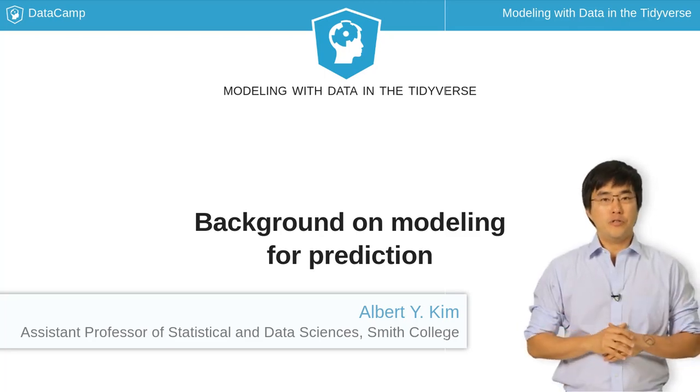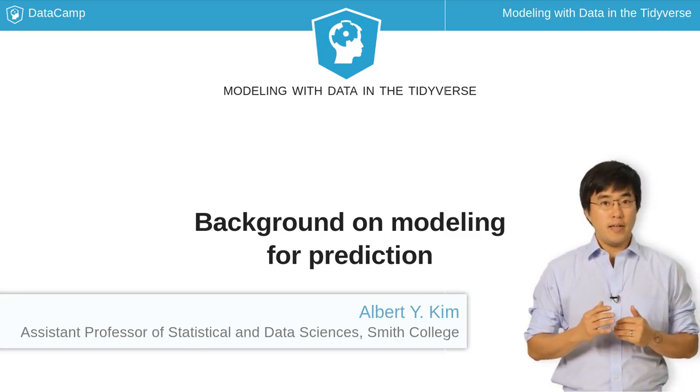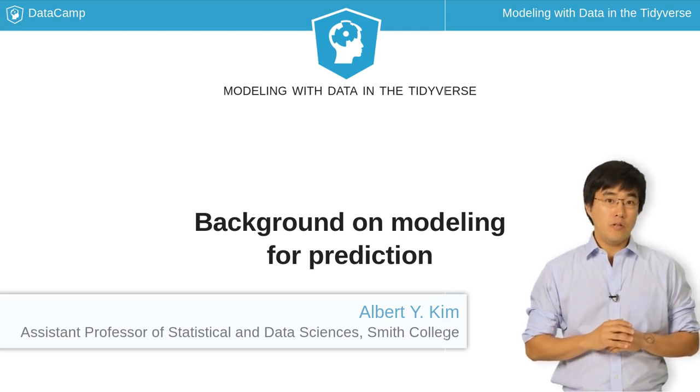Previously, you were introduced to an example of modeling for explanation, understanding what factors might explain teacher evaluation scores as given by students at the University of Texas, Austin. Let's now consider an example of modeling for prediction.